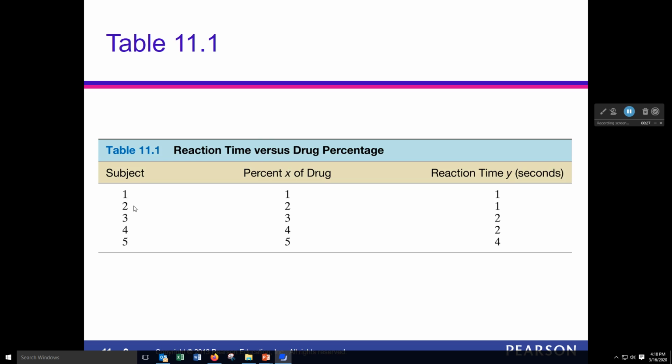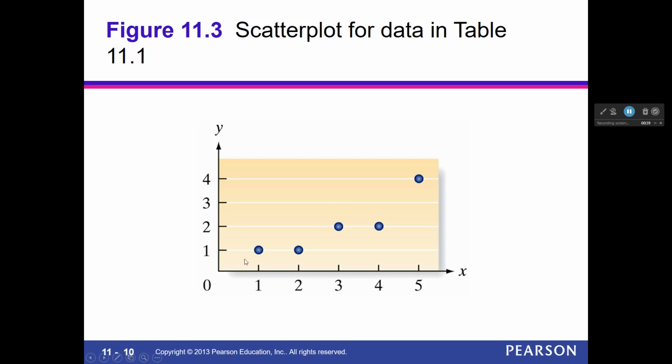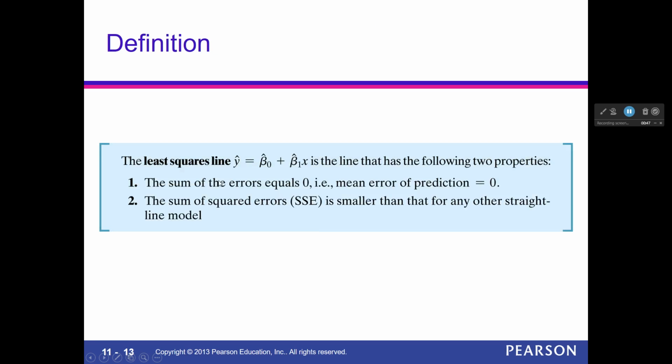We have these subjects that we looked at. We gave them this percentage of the drug, and this is the reaction time between when we gave them the drug and it started to work. We're going to use the ordinary least squares method, which draws a line through this data set that has a sum of the errors equal to 0 and a sum of squared errors that is smaller than for any other straight line model.